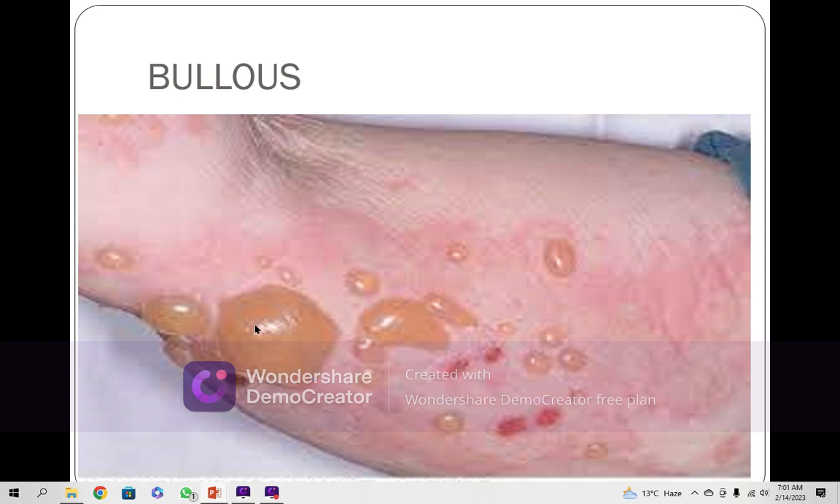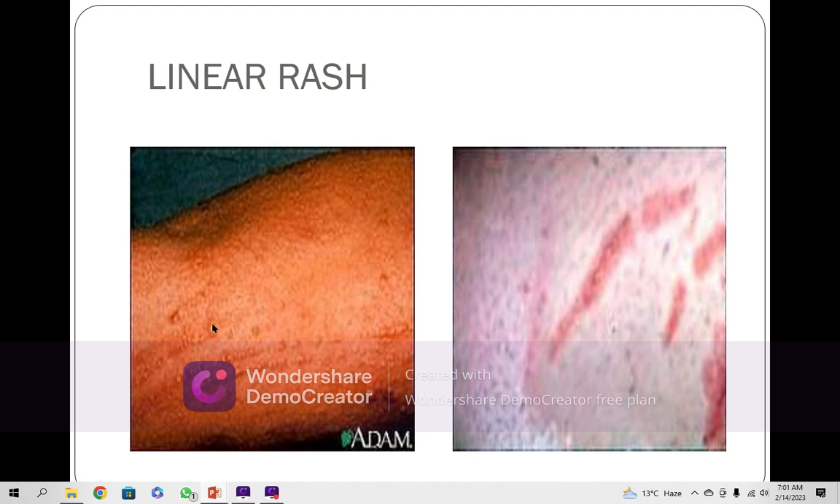You see these in cases of pemphigus or pemphigoid, that is the autoimmune dermatological manifestation. Bullous eruptions may be seen as a drug reaction. It may be a part of Stevens-Johnson syndrome or erythema multiforme, the bullous type of eruptions. Linear type of rashes, very linear, you see in cases of urticaria, for example.